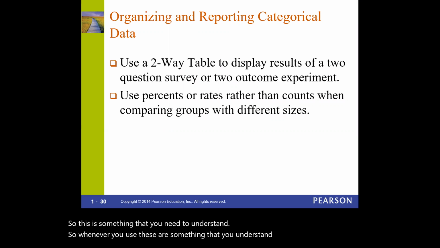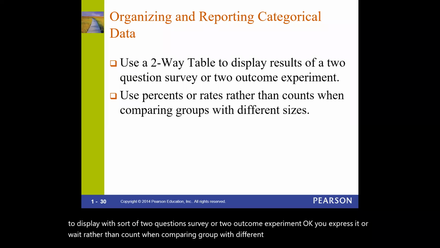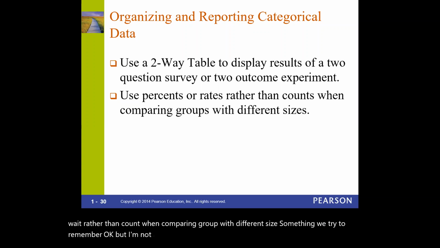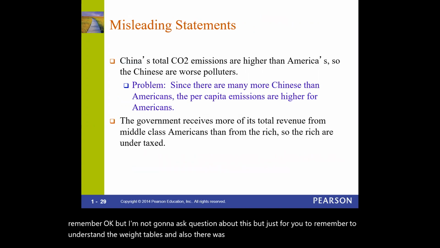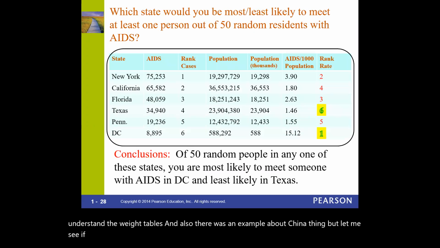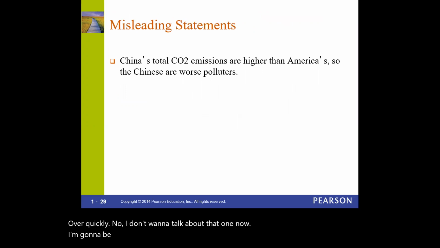Use a two-way table to display results of a 2-question survey or 2-outcome experiment. Use percent or rate rather than counts when comparing groups with different sizes. These are 2 things we try to remember. I'm not going to ask a question about this later, but just for you to remember and understand the two-way tables. And also, there was an example about China, but I don't want to talk about that one now. I'm going to be talking about it soon, okay?